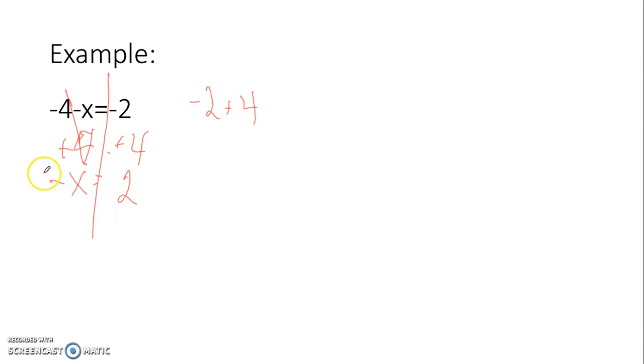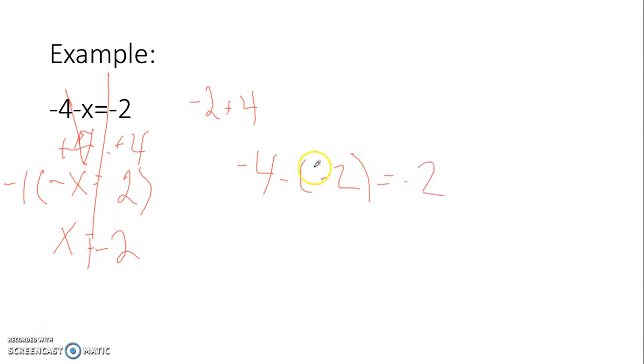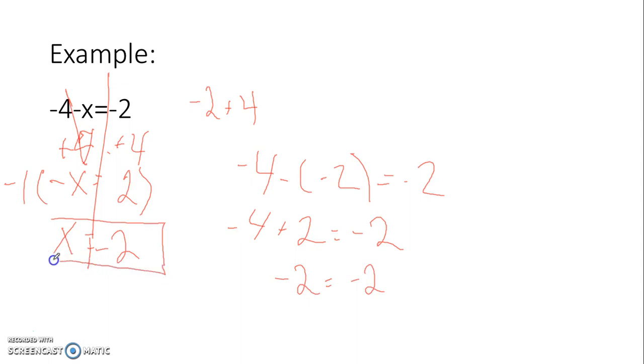Right, but we want this x to be positive, so we want to multiply both sides by negative 1. Negative 1 times x is positive x. Negative 1 times 2 is negative 2. Let's check our work. We have negative 4 minus negative 2 is equal to negative 2. Right, we want to keep, change, opposite. And indeed, negative 4 plus 2 is negative 2. So we know that the answer is x is equal to negative 2.